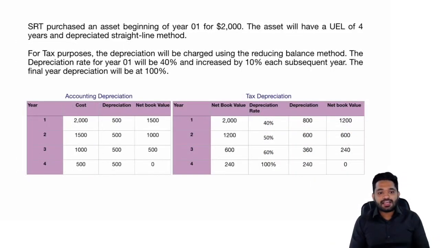SRT purchased an asset at the beginning of year 1 for $2,000. The asset will have a useful economic life of 4 years and depreciate using the straight line method. For tax purposes, the depreciation will be charged using the reducing balance method. The depreciation rate for year 1 will be 40% and increase by 10% each subsequent year. The final year depreciation will be at 100%.